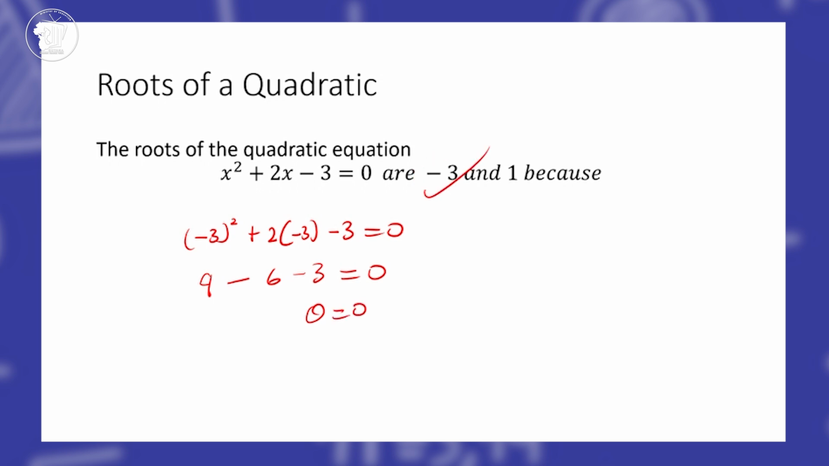So because when we substitute −3 into the function, it shows that this quadratic equation is true.